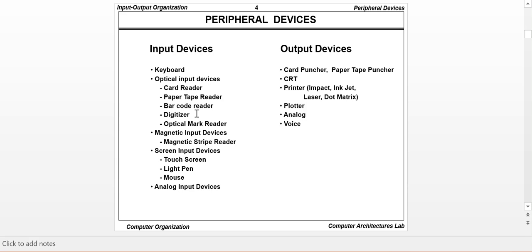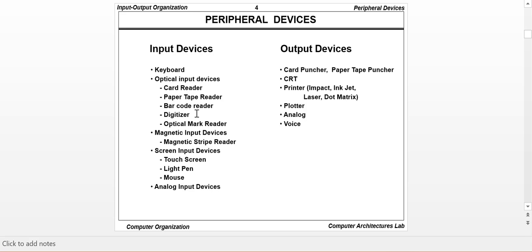And then a plotter. Going back to the same example of the ECG, after the ECG is processed, you will see the output. You have a plotter which draws the graph of the ECG. That is called the plotter. And then you have the analog output device. Voice can also be an input device, because nowadays you have Alexa, and even in your mobile phones, it can take in your voice input and process it. So voice can also be an input device.